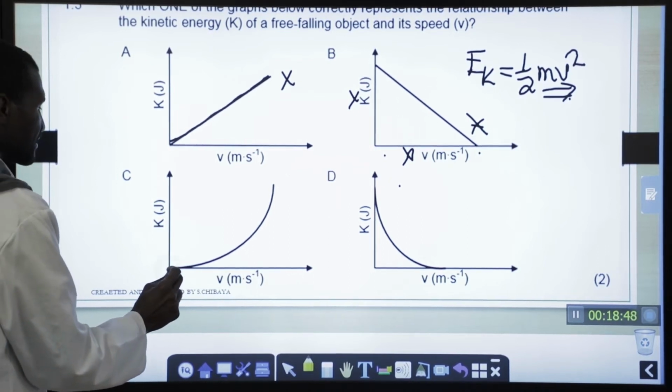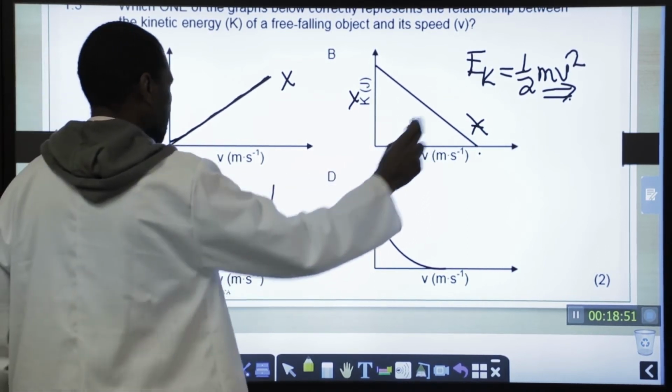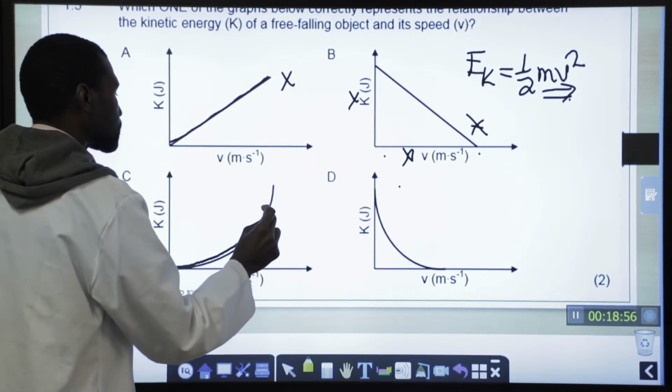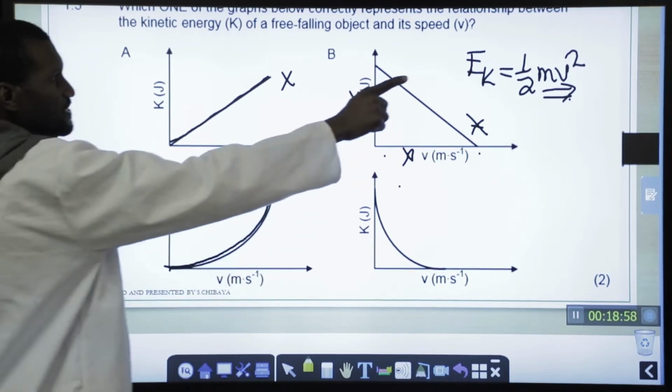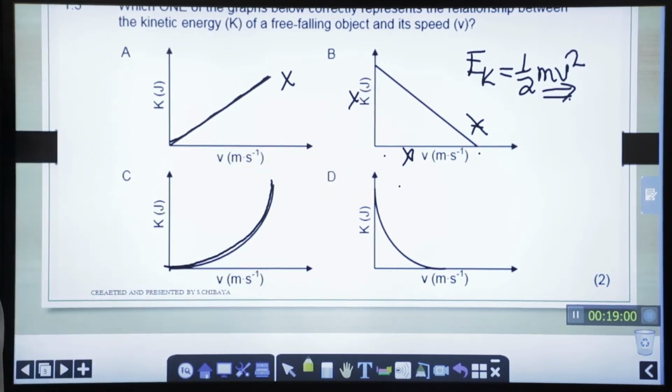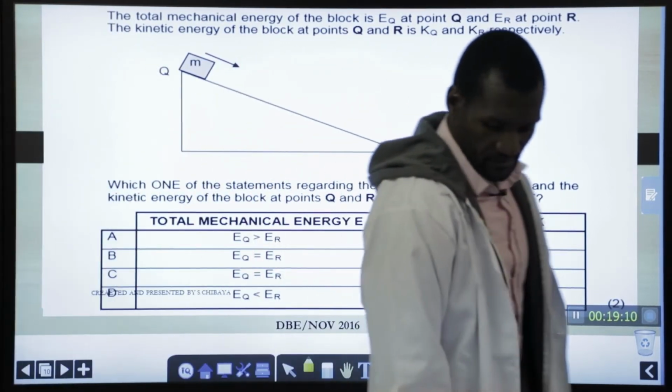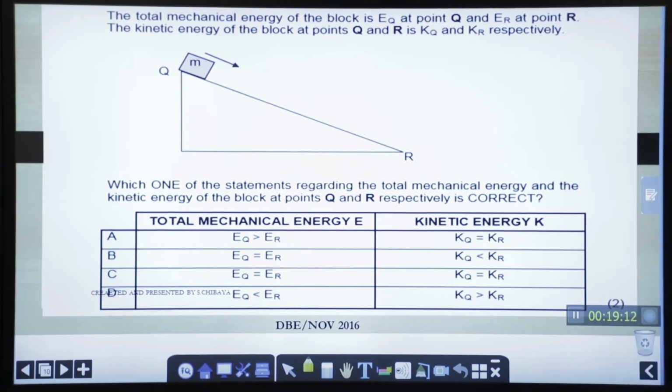Look at it. As the velocity increases exponentially, the kinetic energy is also increasing as a result of v being squared in this instance. Our correct answer for this question will be C. Now let's look at the next question. It says that a block of mass M is released from rest from the top of a frictionless incline as shown below.